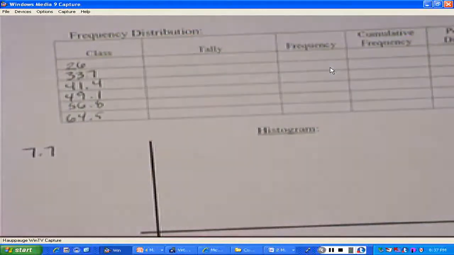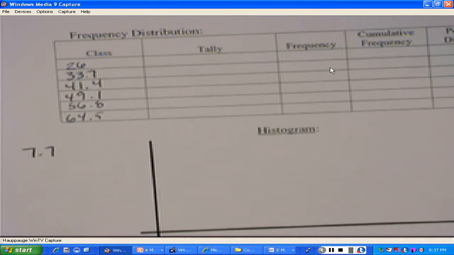64.5. Now somebody here is going to say, whoa, wait a minute, it looks like there's going to be one that's not going to have something. Well, sometimes it happens. So you might have one that doesn't have a number. It just depends on how you set these class widths. But we're just giving you one way of many ways that can be done.